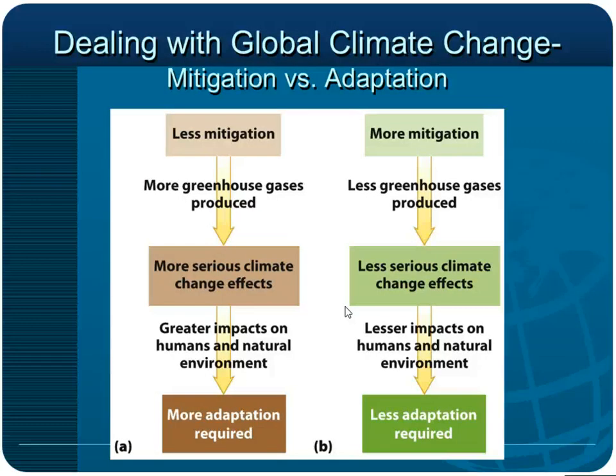So what we need to ask ourselves is, do we want to do mitigation or adaptation? Mitigation means that we're going to try and prevent it, okay? Adaptation means that we just deal with what's happening. So here, if we don't do anything up front, then we still produce the greenhouse gases. We have probably more serious climate change effects, greater impacts, and now we're going to have to adapt to those. If we try and produce fewer greenhouse gases, hopefully we would have a less serious climate change and less adaptation, although it's very possible that we've already reached the tipping point.